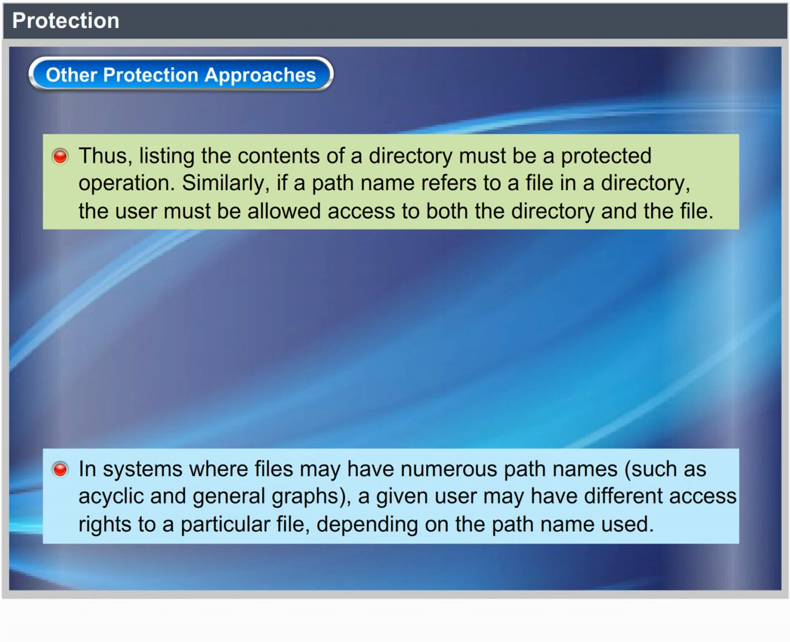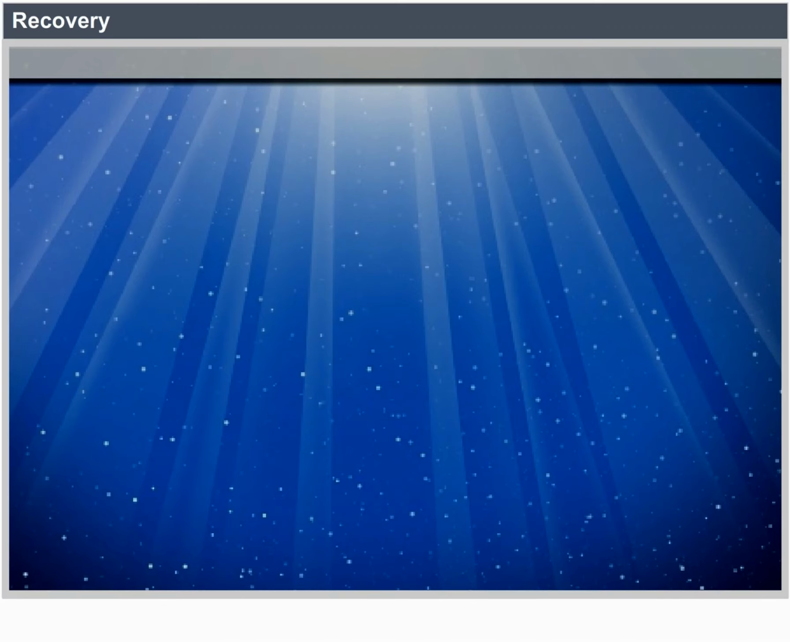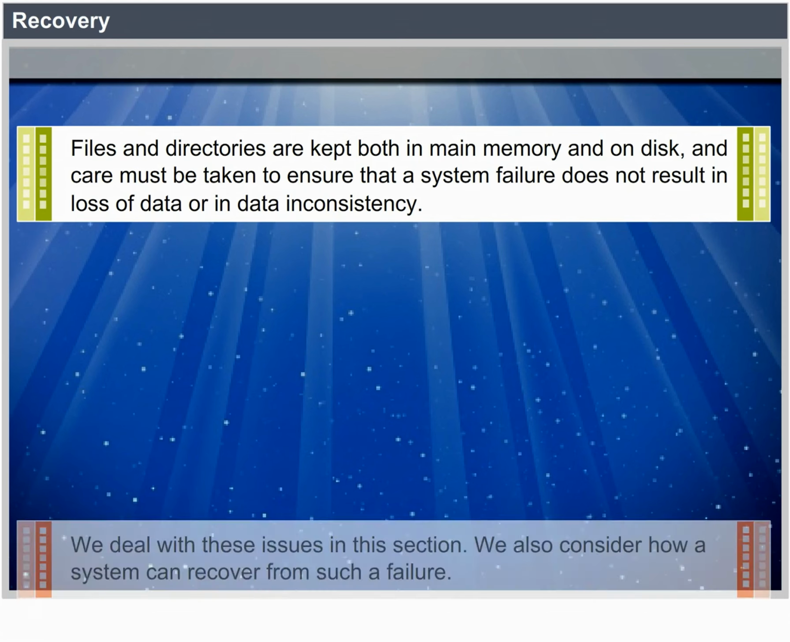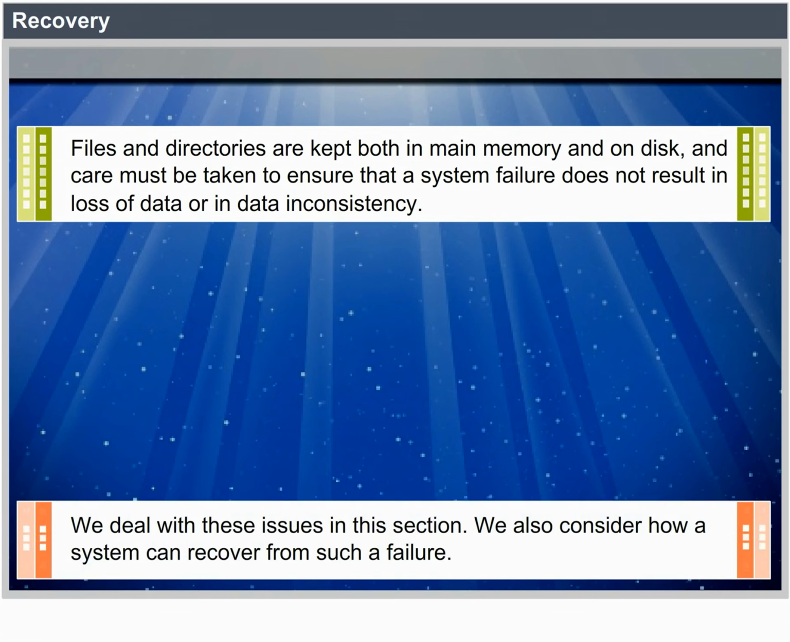Recovery. Files and directories are kept both in main memory and on disk, and care must be taken to ensure that a system failure does not result in loss of data or in data inconsistency. We deal with these issues in this section. We also consider how a system can recover from such a failure.